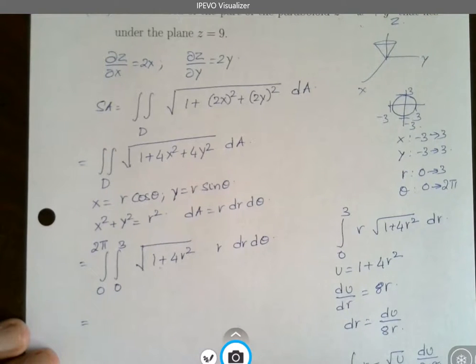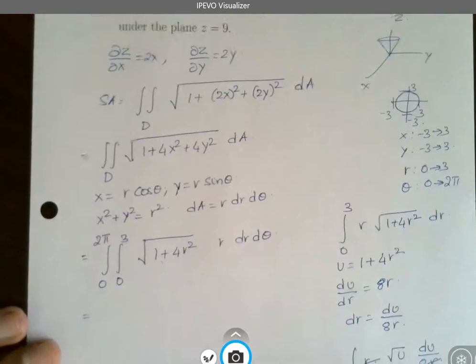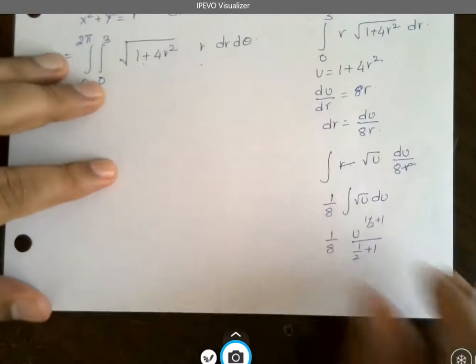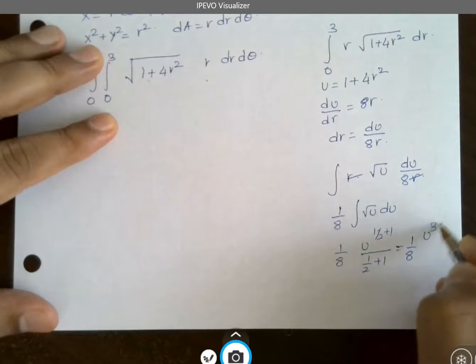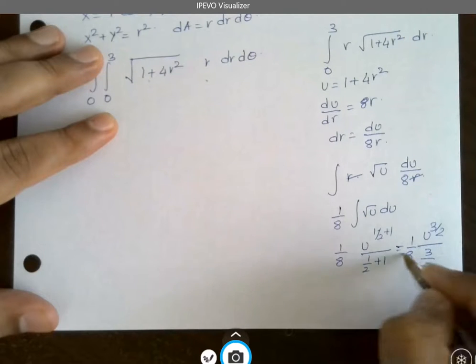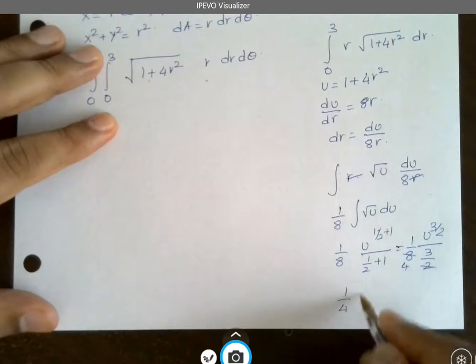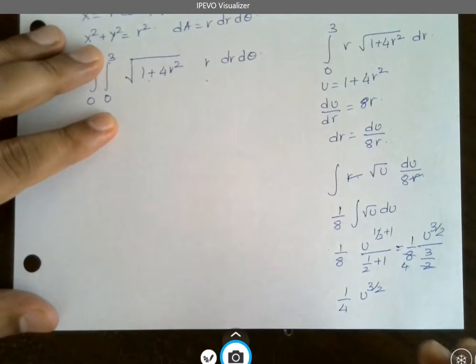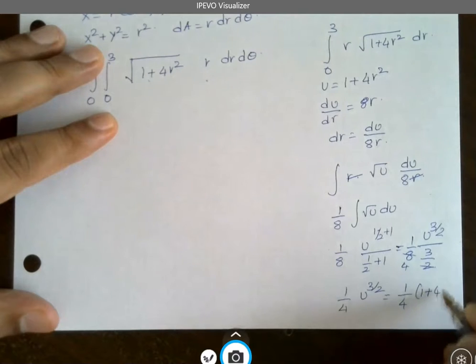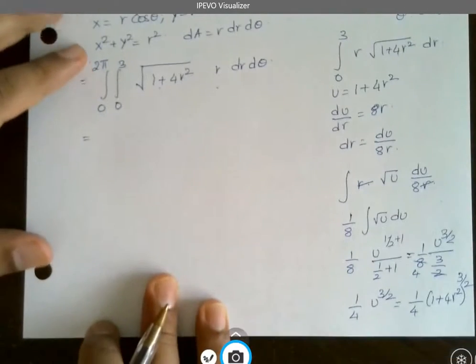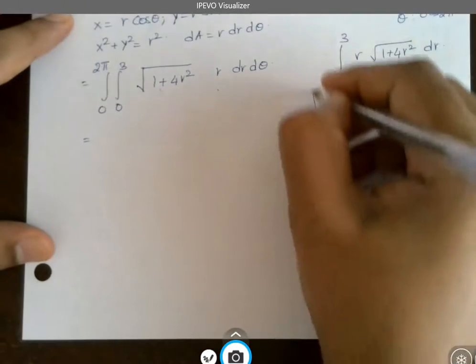Square root of u du, so upon integrating you get 1 over 8 times u to the 1/2 plus 1, divided by 1/2 plus 1. Oh, I'm off the screen, I didn't see that. So that will give you 1 over 8 u to the 3/2 divided by 3/2. Upon simplification you get 1/4 u to the 3/2. Now back substituting u is 1 plus 4r squared, you get 1/4 times (1 plus 4r squared) to the 3/2, okay? You're going to use that here.